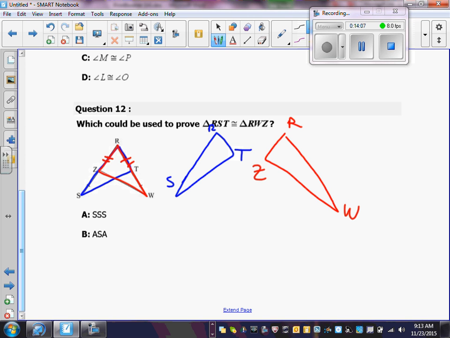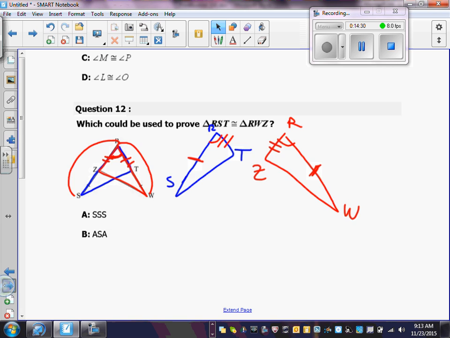That means RZ is congruent to RT, that was given. And I knew that RS and RW are going to be congruent, right? RS and RW are going to be congruent. And they both share a common angle, which is R. So when you mark it like this, you can easily see which two triangles are going to be congruent.